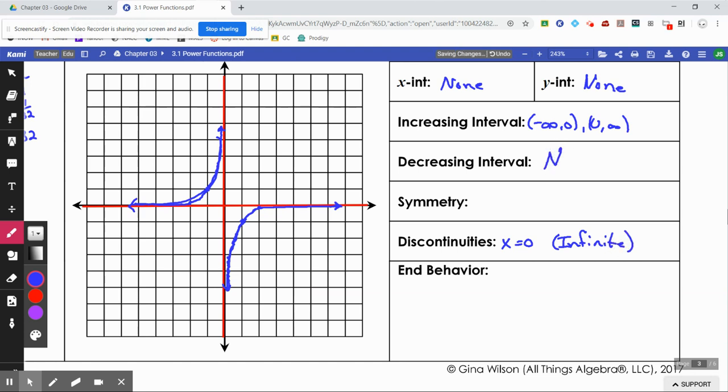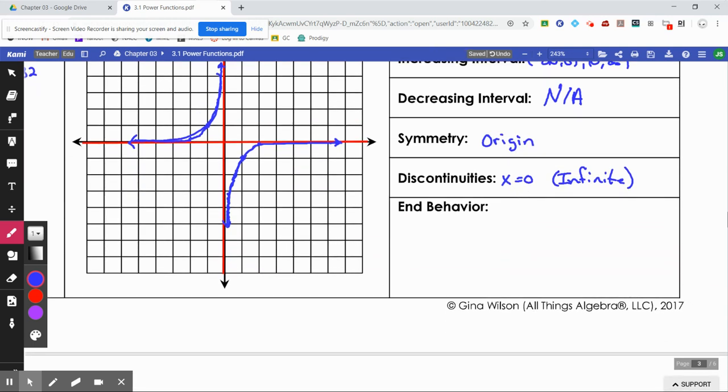Decreasing interval, again, that was not applicable. There was none. Symmetry, this does have rotational symmetry or symmetry about the origin. And finally, end behavior. As we travel to the right on our graph, again, notice that we're getting closer and closer to that x-axis, so y approaches 0, and the same thing happens as we travel to the left.